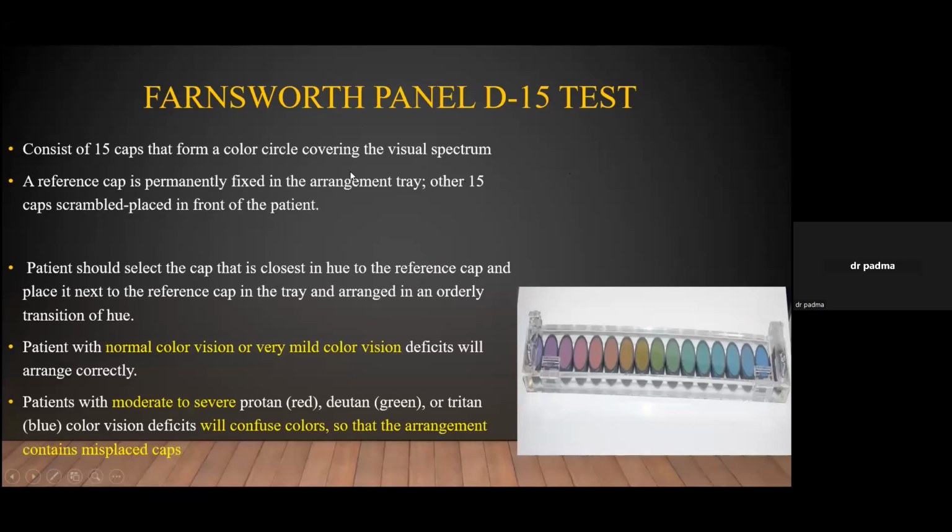And this is the D15 test, which is a smaller version. It contains 15 caps, and there is a reference cap which is fixed to one end of the tray, and the rest of the caps are scrambled, and the patient has to arrange them in an orderly transition of hue. Patients with normal color vision or mild color vision defects will arrange correctly, while patients with moderate to severe defects will confuse colors and will produce arrangement errors.